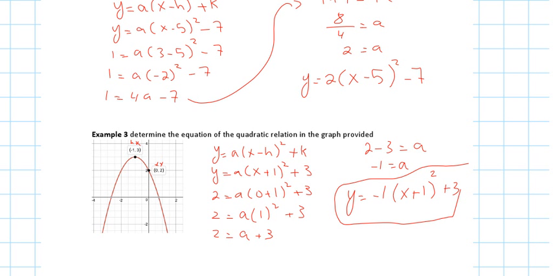Okay? Does it make sense that my a is negative? Which way does my graph open? Down, right? Down means negative a.